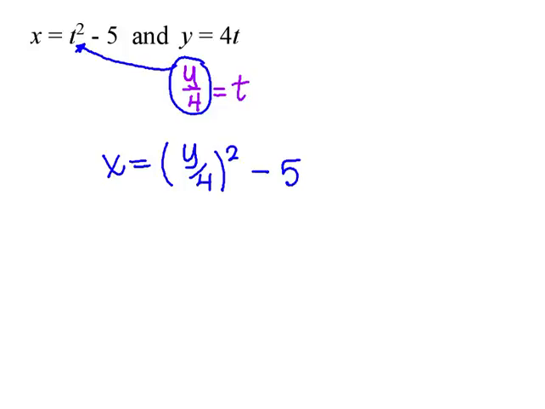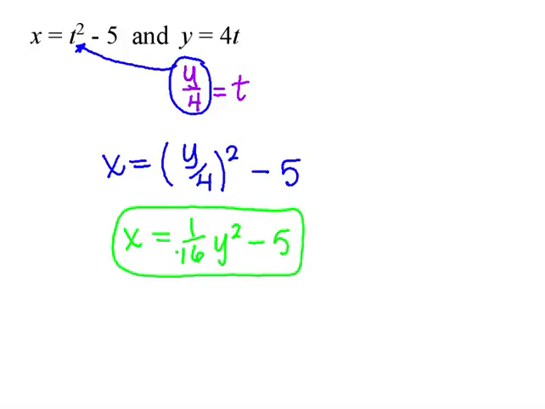So now what we need to do is square it, and we end up getting x equals 1/16 y squared minus 5. That would work. If you wanted to solve it for y, what you could do is add 5 to both sides and you would have x plus 5 equals 1/16 y squared.